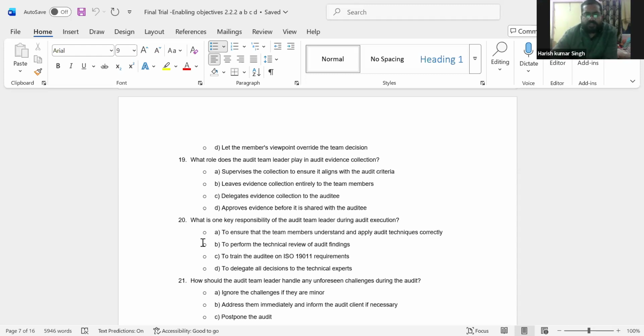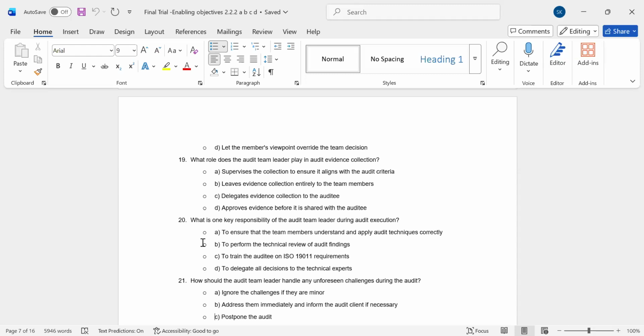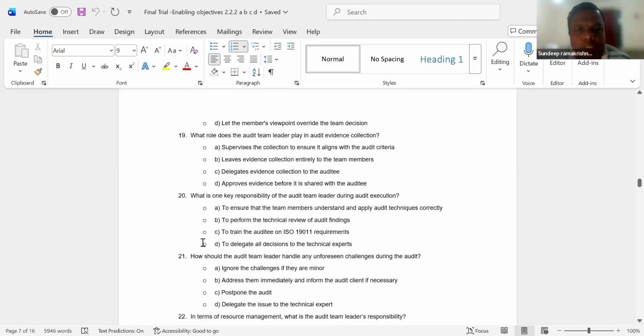I think, sir, A, sir. Supervising the collection to ensure it aligns with the audit criteria. Right. Anybody else? Any other answer? No, sir. A only. Okay, Shashikanta, that's the right answer.